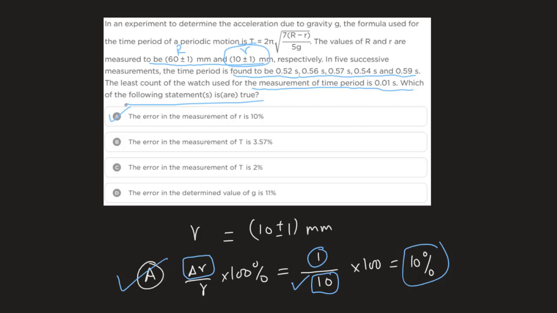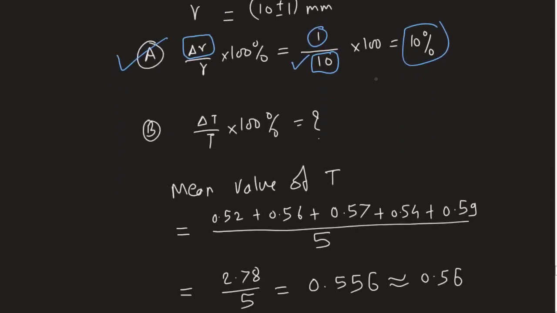The error in the measurement of T is 3.5%, 3.57% or 2%. So both these options, we need to find out the error in the measurement of T. So to find the error in the measurement of T, we will have to consider these observations. Okay, they have given these five observations, and based upon that, we can calculate the percentage error in the measurement of T. So basically, what we have to find is delta T divided by T into 100%. That is the percentage error in measurement of T.